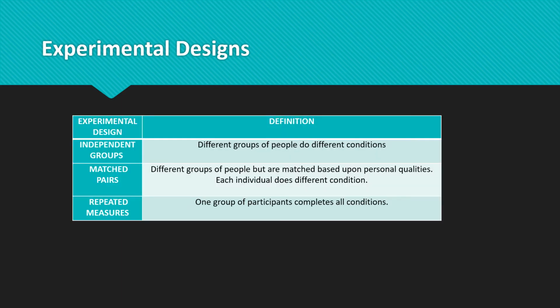So independent groups, different groups of people do different conditions. However many conditions you've got, whether that be 2, you get 2 different groups. 1 group does each condition. If you've got 3 conditions, you'd need 3 different groups of people.